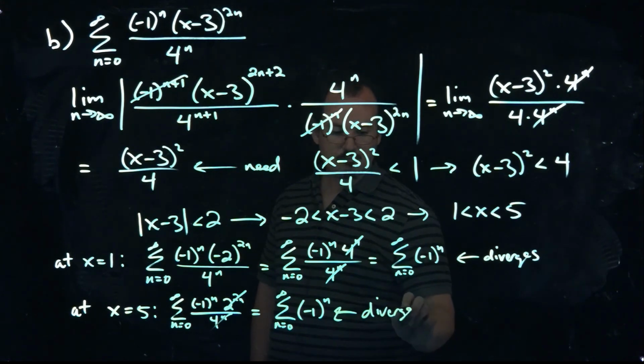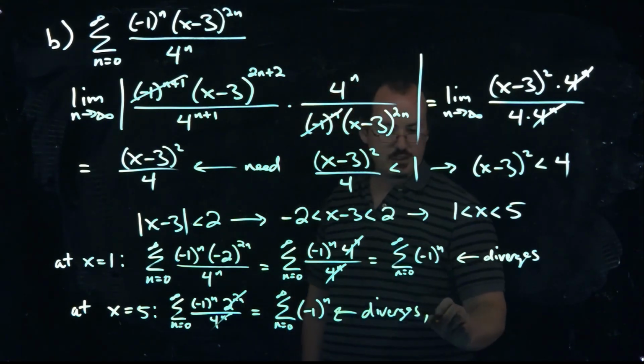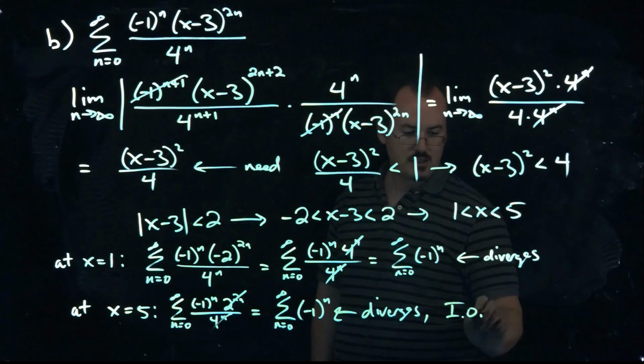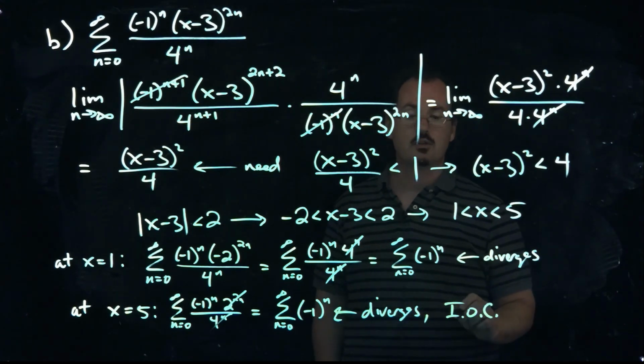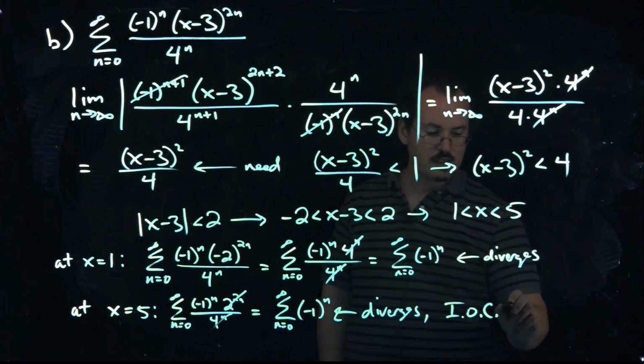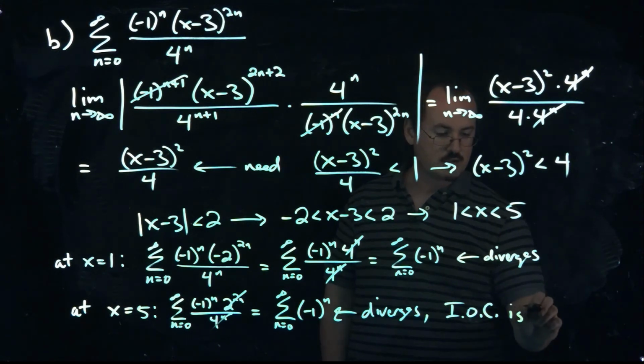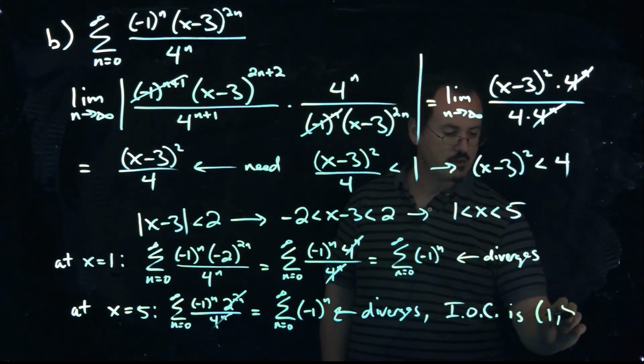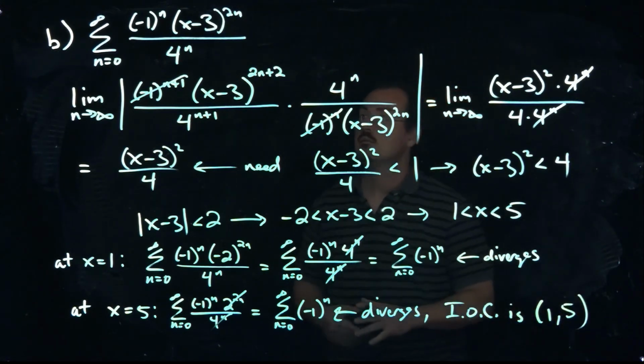And so what is our interval of convergence? It diverges at both endpoints. So our interval is exactly what we got before. So from 1 to 5, excluding both endpoints.